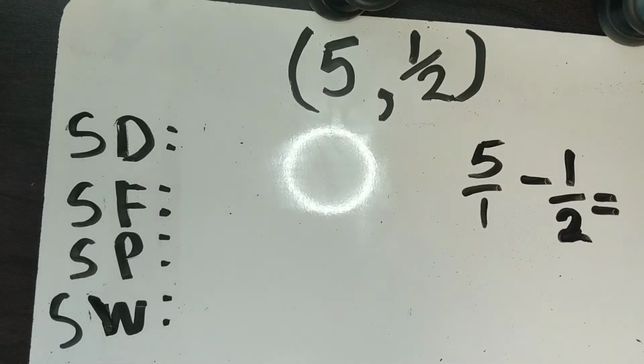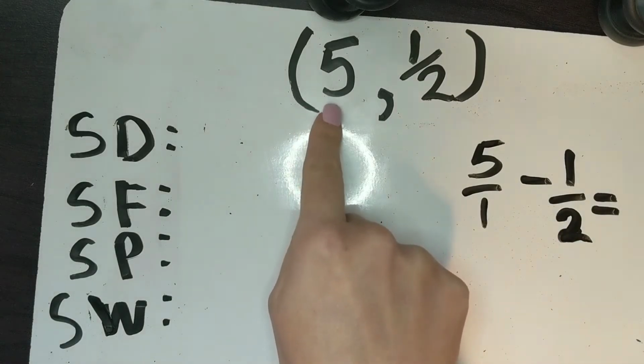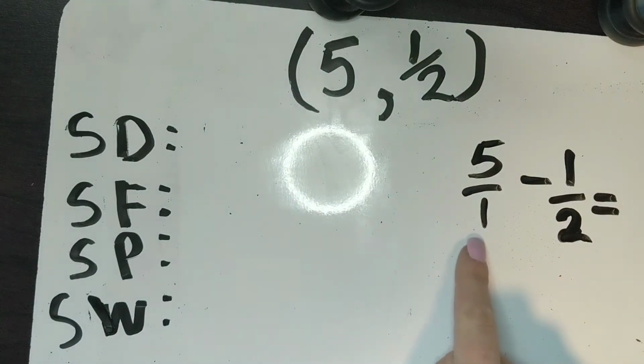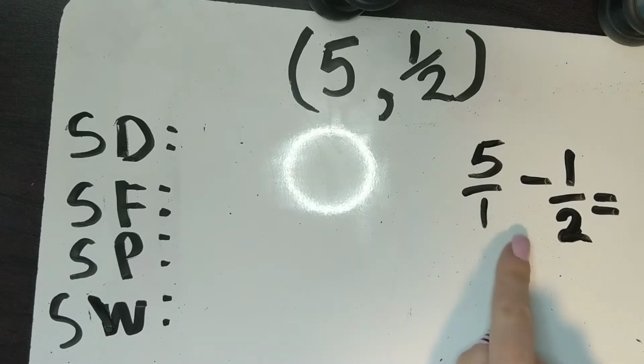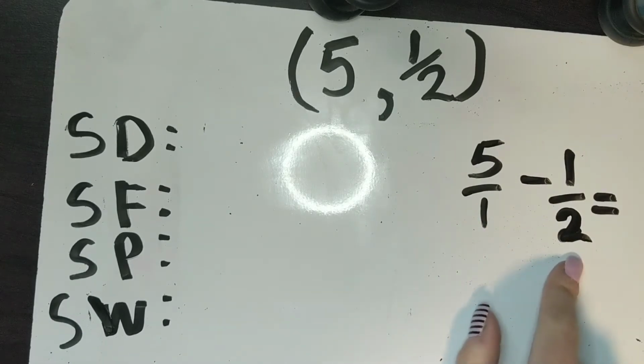This last video is going to give you an example of what to do when you're given a whole number and a fraction in your parentheses and you are asked to subtract. So I went ahead and set up the problem here. I took the whole number of 5 and put it over 1, so that way I have a fraction minus a fraction to work with.